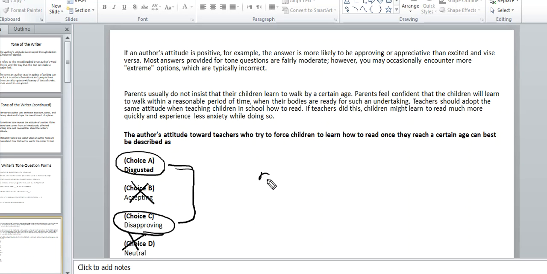Always refrain, like stay away from answers with exaggeration, with absolutes. There are no absolutes on the SAT test. Keep that in mind.